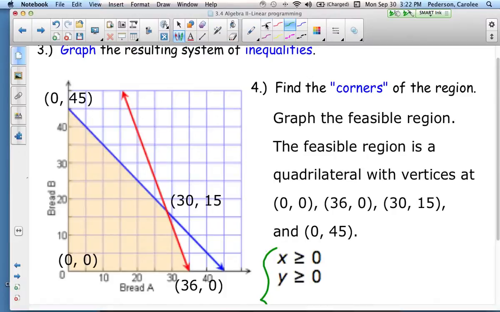So the first thing we want to notice is what we call the feasible region, where it overlaps. So that's everything in the yellow here. Then we have some corners. We have a corner at 0, 0. We have a corner at 0, 45. Where they intersect is a corner of 30, 15, and then 36, 0. These 4 points are what we call our corners. And what we're going to do is plug them into our objective function.